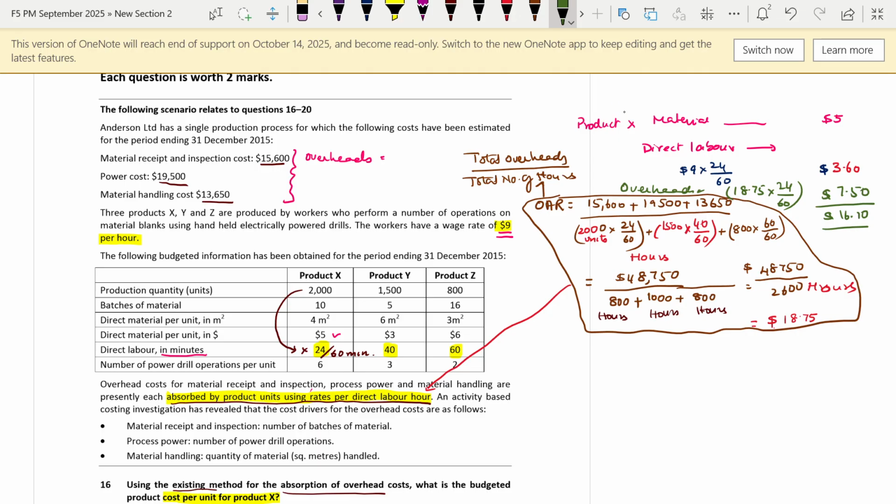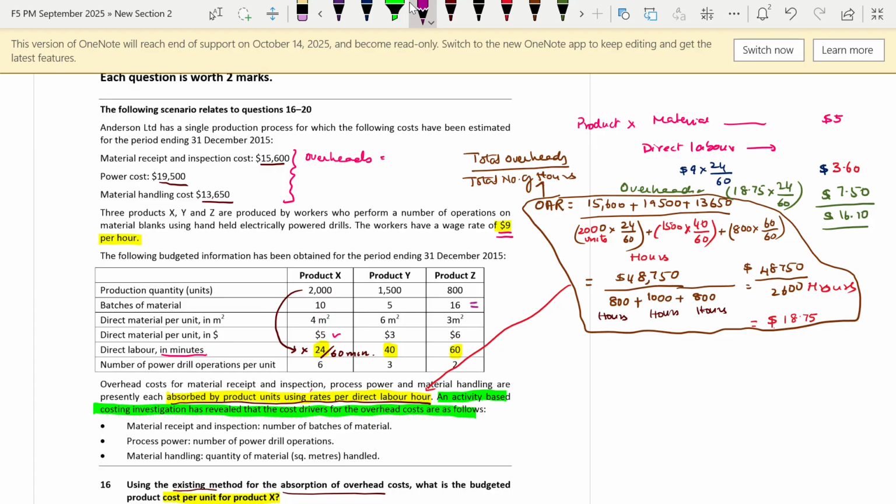After this, see the green. An activity-based costing investigation has revealed cost drivers. They have told the cost drivers. Material, number of batches. Process, number of drills. Material handling, quantity of material, square meters. Now square meters, how much is there? 10 plus 5 plus 16. It comes to how much?